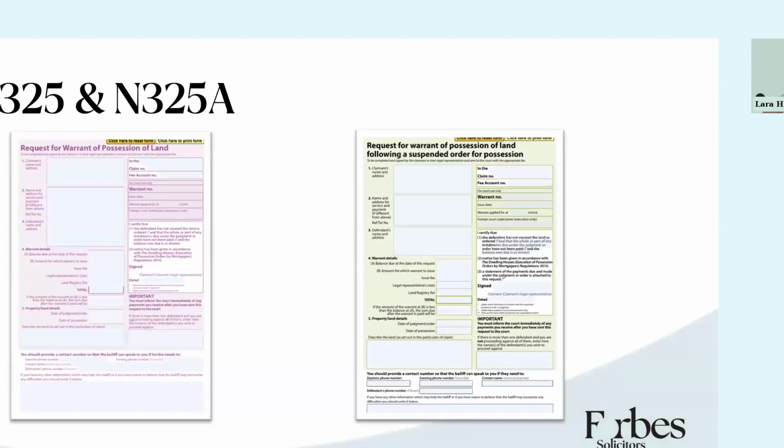So just for reference, I've included what both forms look like. First of all, we have the N325 and then the N325A. Don't worry if you can't read the small print on the slide, you can actually access these documents in an amendable format on the gov.uk website. It's just to give you an idea, if you haven't already seen them, what they look like.